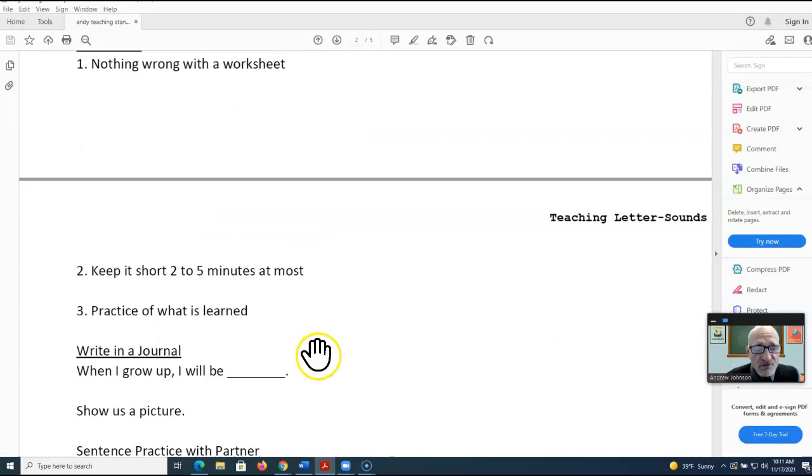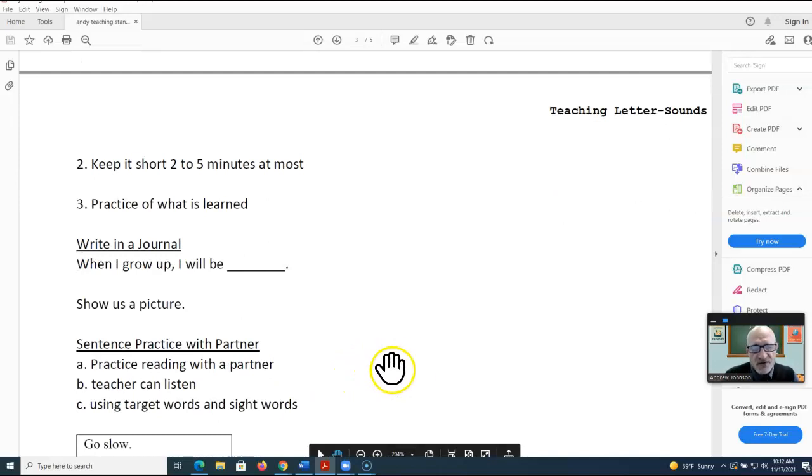Now again, there's nothing wrong with a worksheet. It's how it is used. You want to keep it short, 2 to 5 minutes at the most. Again, it's practice of what has been learned. The purpose really is to practice reading. In a perfect reading class, 20 to 30% would be skills instruction. 70 to 80% would be practice reading. Self-selected, sustained, silent reading. That would be the ideal. Not to do your stinking worksheet. All right? A worksheet is a tool to a greater end. It's not an end in and of itself.